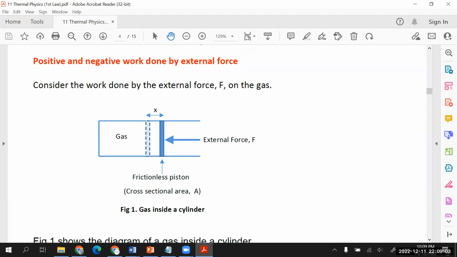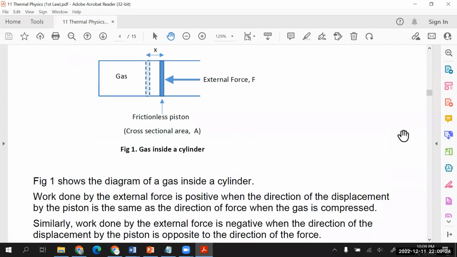Okay, next I'd like to talk about positive and negative work done by the external force. Consider the work done by the external force F on the gas in figure 1. Figure 1 shows the diagram of a gas inside a cylinder. Work done by the external force is positive when the direction of the displacement by the piston is the same as the direction of force when the gas is compressed. Similarly, work done by the external force is negative when the direction of the displacement by the piston is opposite to the direction of the force.